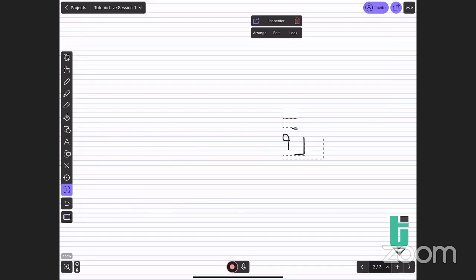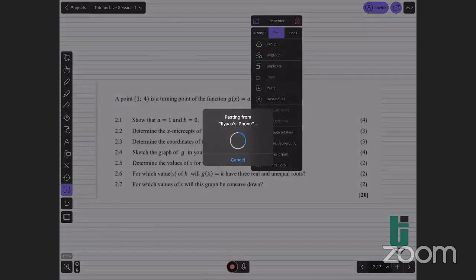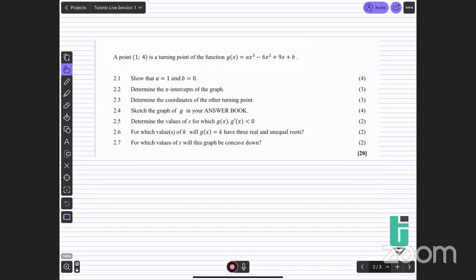Okay. So the next question, this looks similar. The point (1, 4), this is also a calculus question, is a turning point of the function ax cubed minus 6x squared plus 9x plus b. Show that a equals 1 and b equals 0.